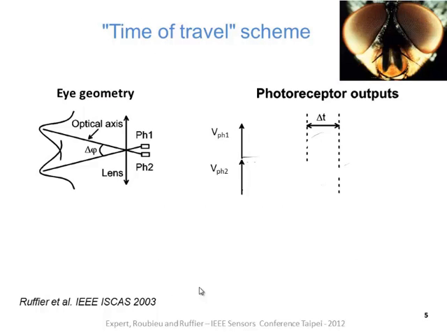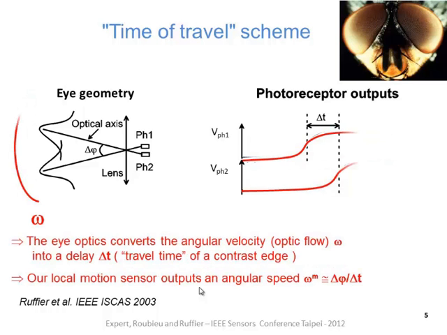We actually have two pixels here, which are separated by an interreceptor angle delta phi. And when a contrast crosses these two pixels, here, for example, a black to white contrast, we have an increase in the voltage response of the two pixels. And due to the angle between the two pixels, we'll have a time delay between the two signals. So that's the basic idea of the sensor, which is quite simple. We actually convert an angular speed into a time delay, and we can measure this time delay using classical electronics.